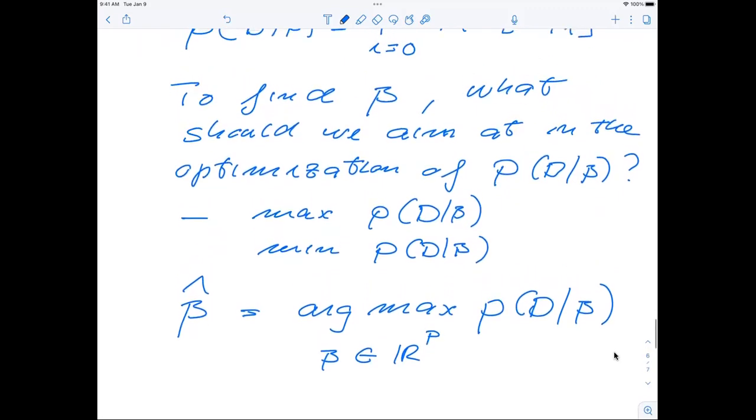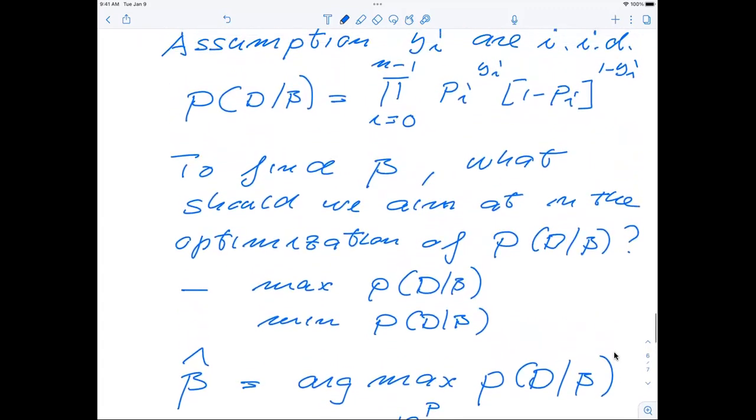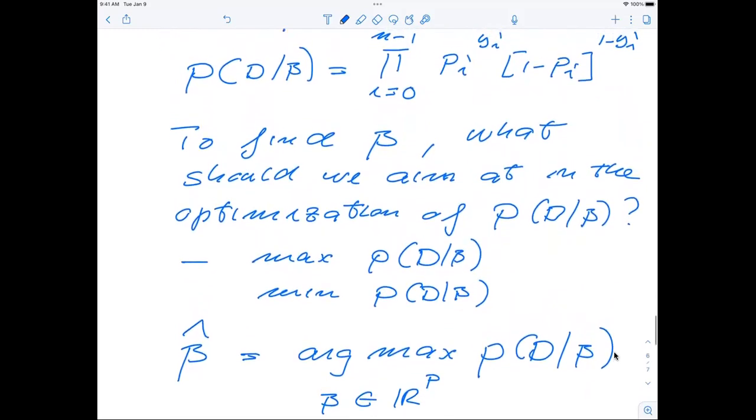Now, if you look at the function we have defined up here, this product follows from the fact that we have assumed that the total probability is a product of the single probabilities, because we have assumed that they are independent and identically distributed. So every single event Y is given by the same probability.